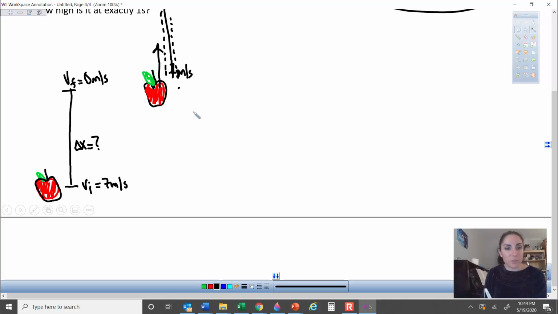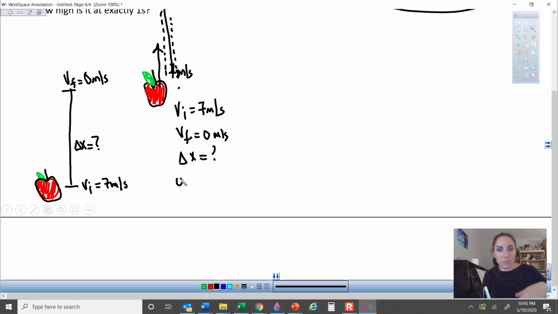I have an initial, so look at my layout, right? I have the initial is 7, positive because it's moving up. My final is 0. My delta x is what I'm looking for, and my a, which is not given, but we know it's given because we know it's free fall, is negative 9.81. Once again, to the rescue is the best equation ever.